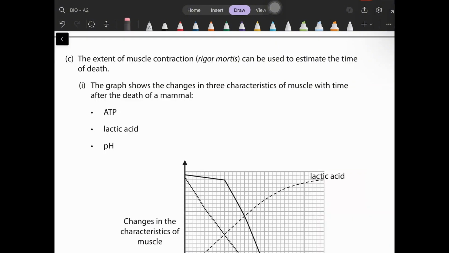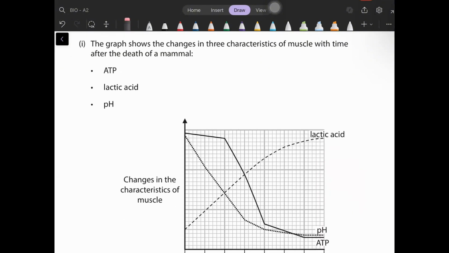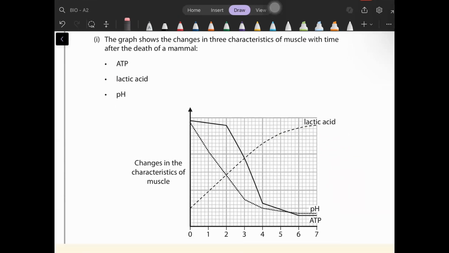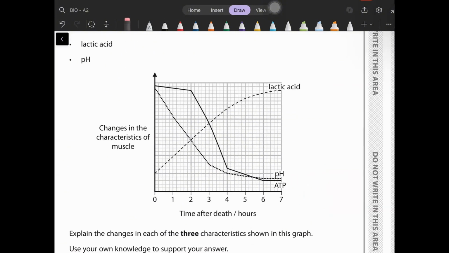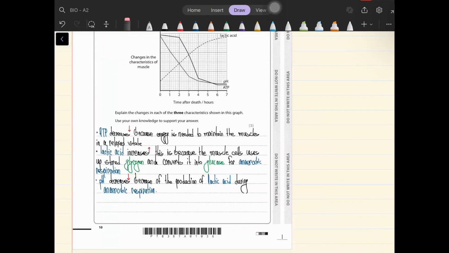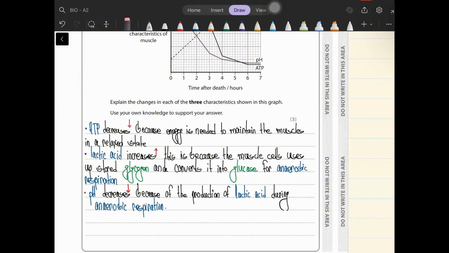So there are some changes: ATP, lactic acid, and pH, right? These are some of the changes that take place within muscle after the death of a mammal. I can say that lactic acid increases, ATP decreases, and pH decreases. ATP decreases because energy is needed to maintain the muscle in a relaxed state. Lactic acid increases because the muscle carries out anaerobic respiration, and the pH also decreases because of this anaerobic respiration as well. So, explain three characteristics as shown in the graph. This is what I have written over here; you can take a look at it.